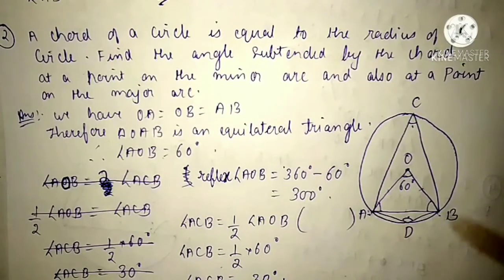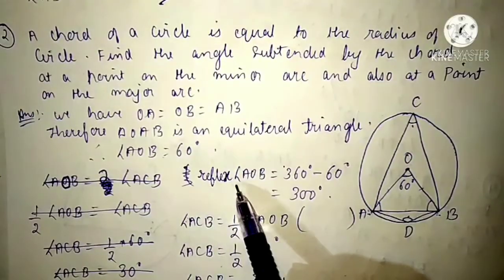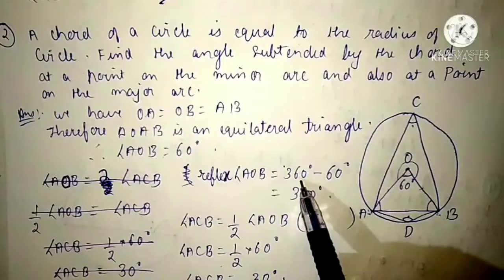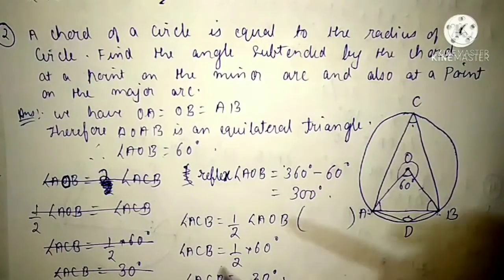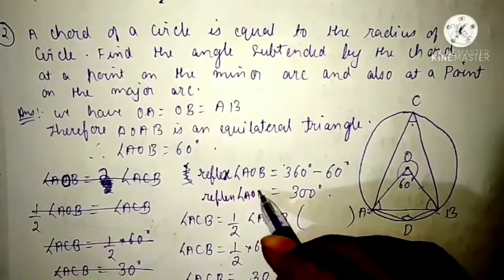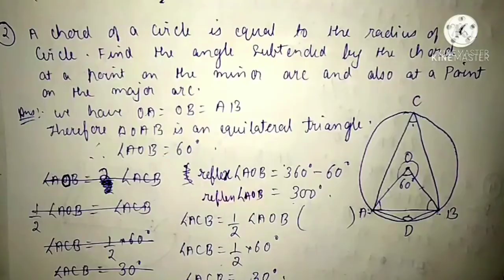Now if this angle AOB is equal to 60 degrees, then the reflex angle AOB, that means this angle, will be equal to 360 minus 60. So reflex angle AOB is equal to 360 minus 60, which is 300 degrees.